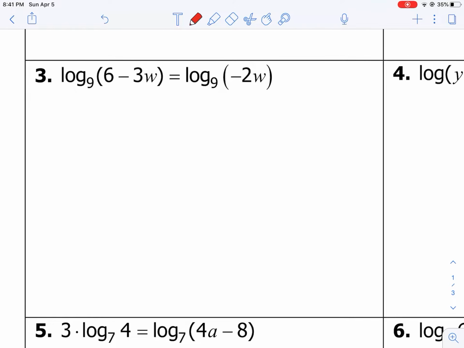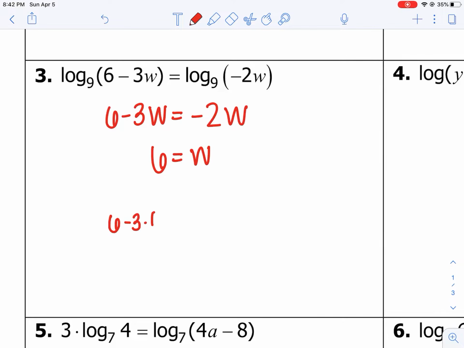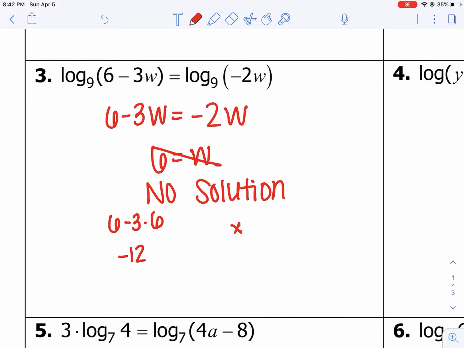So let's try number 3. Again, we have the same base, so we're good to just go ahead and set them equal to each other. So we have 6 minus 3w equals negative 2w. And I'm going to add my 3w over, which would give me 6 equals w. Now, if I visually just plug this in to check it, I'm getting 6 minus 3 times 6, which would be negative 12. So I'm getting a negative log, and logs cannot be negative. So this doesn't work. No solution. And if you want to, write to remind yourself, logs cannot be negative.